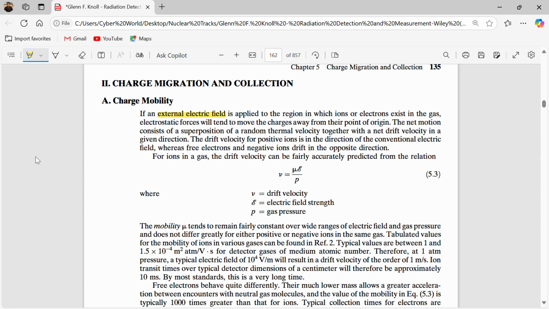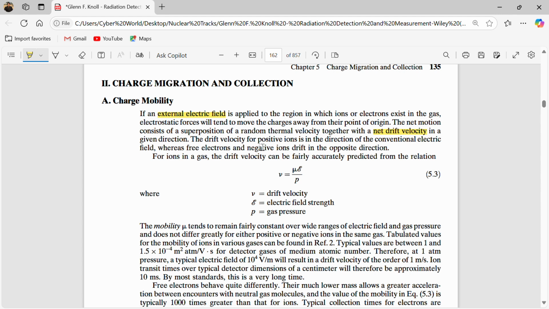So the velocity of the thermal electrons or ions inside the gas, after you apply the external electric field, is known as the net drift velocity in a given direction. The particles gain velocity in the direction of the applied field, and that motion is known as the net drift velocity.